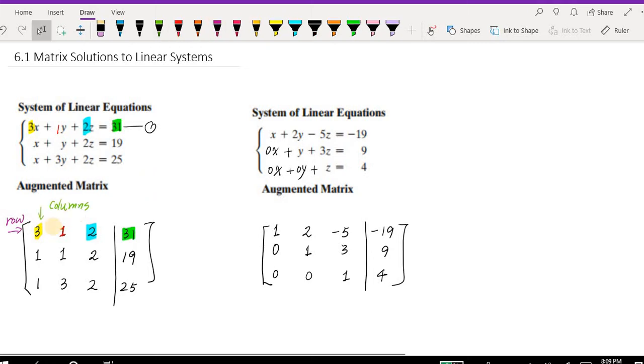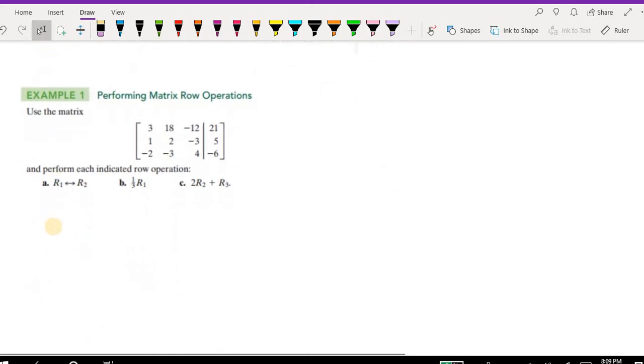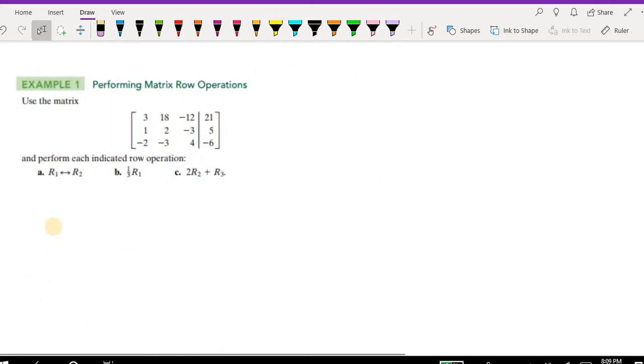Let's go ahead and work on example 1. Example 1, performing matrix row operations. So we're going to start with part A. I'm going to call this my row 1. Maybe I just write it down as R1, and this is row 2, and this is row 3. So if we look at part A, we have this row 1. What this symbol means is we're just going to switch those two rows. So I'm going to write down the answer.